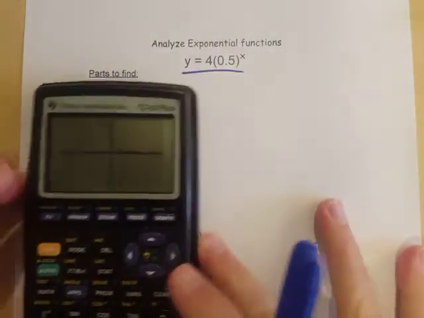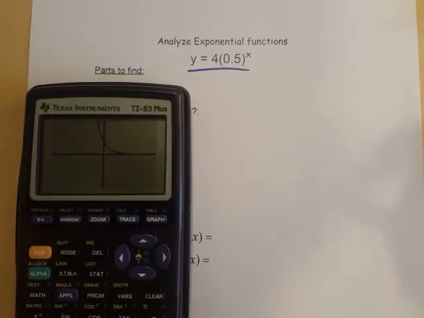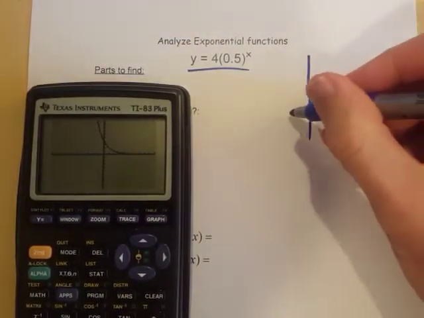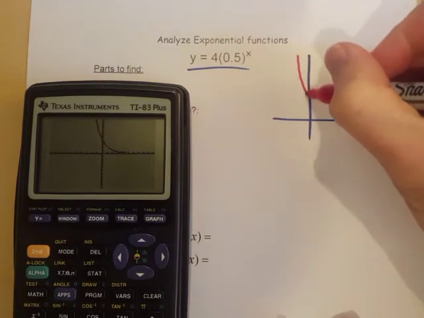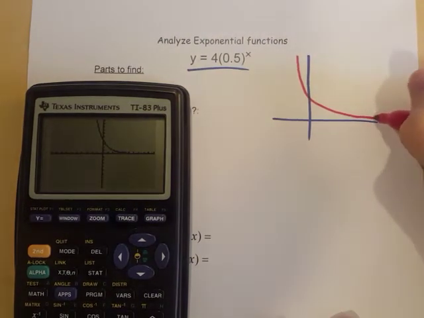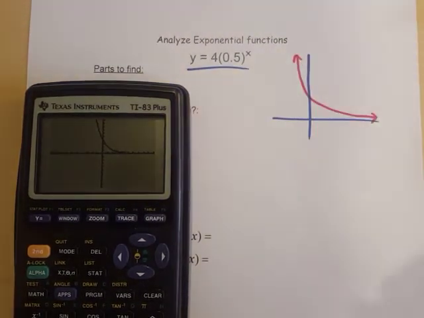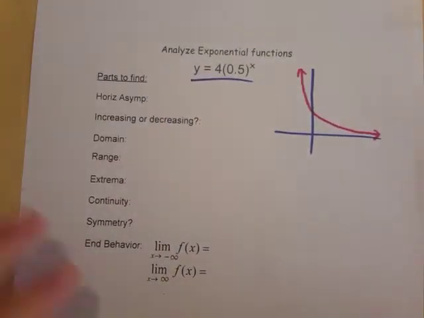So I'm just going to copy that onto my page so I don't have to keep going back and forth with my calculator. It doesn't have to be perfect. I'm just going to get a general idea of what this graph will look like. So it's something like that. Now I can get rid of my calculator.